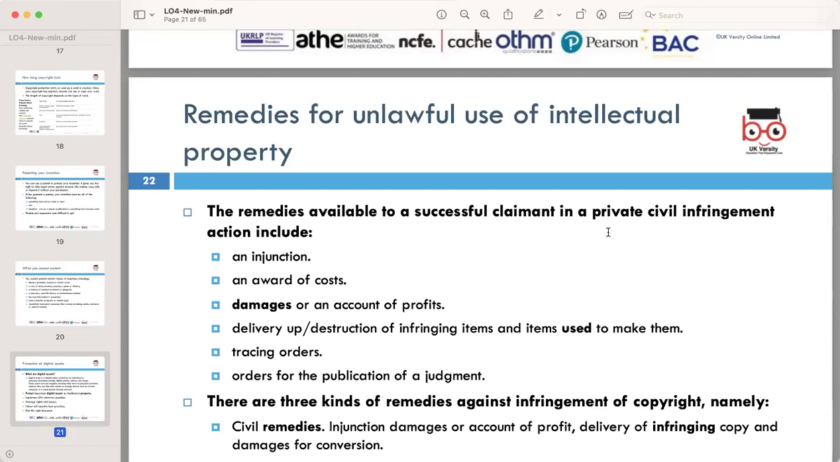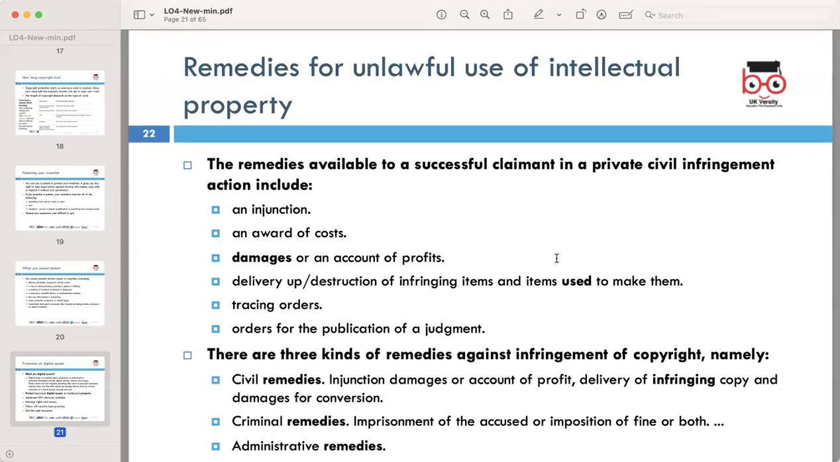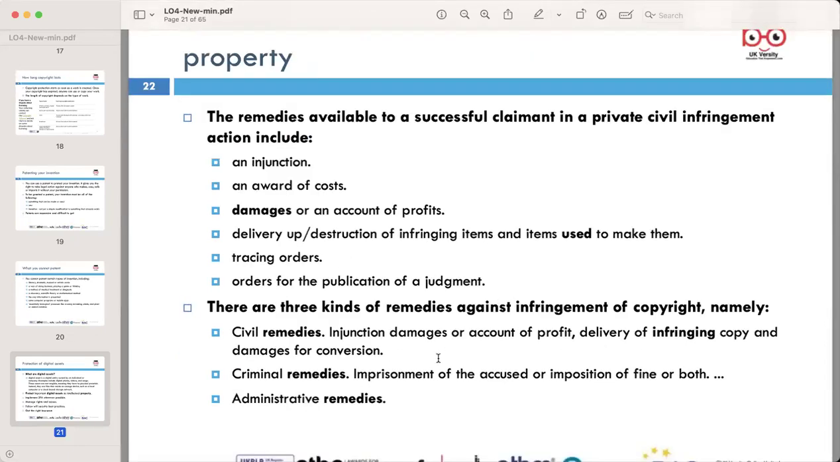There are three main categories of remedies against copyright infringement: civil remedies, injunctions, damages, delivery of infringing copies; criminal remedies, imprisonment of the accused or imposition of a fine or both; and then administrative remedies.